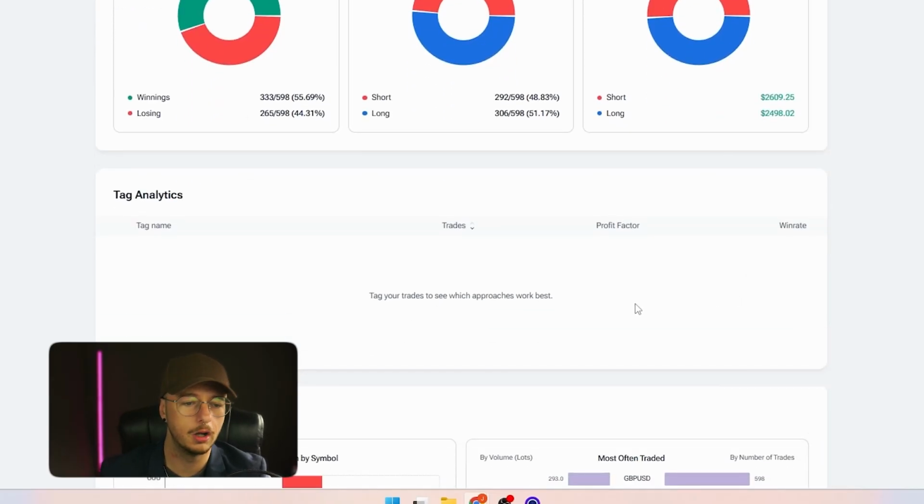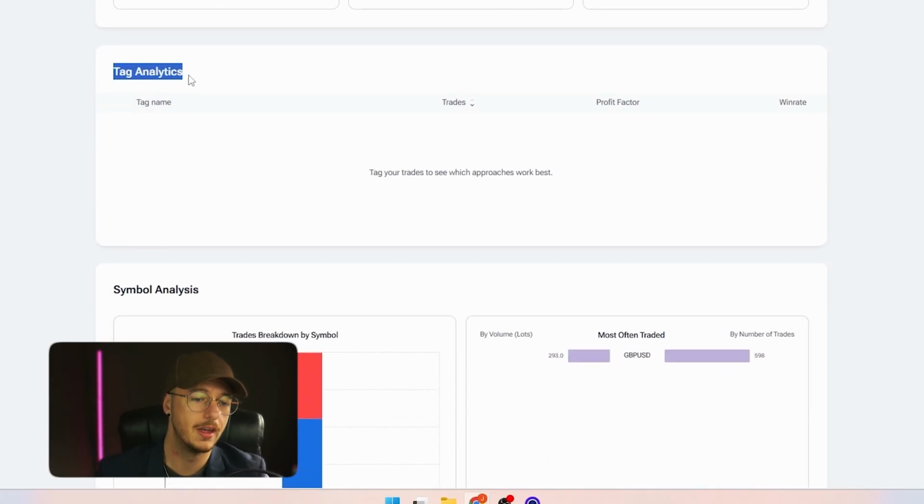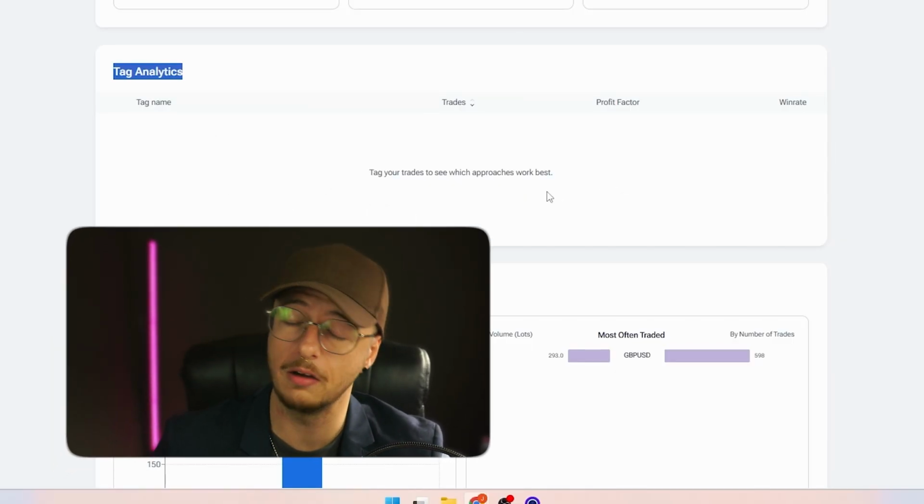If we come just below it, we can see tag analysis, and here you won't see anything because I use exactly the same setup every single day.